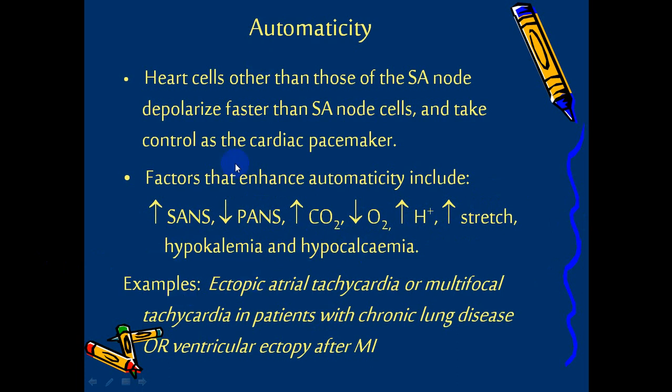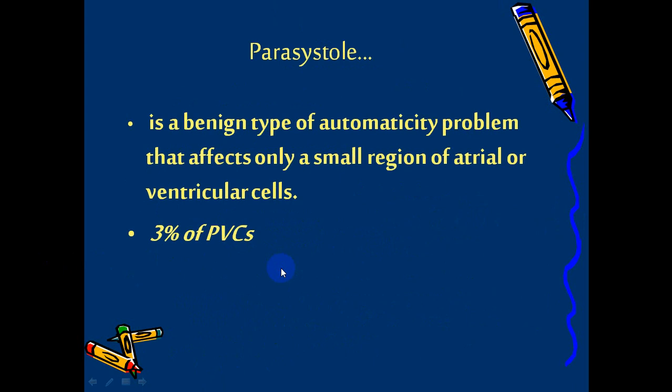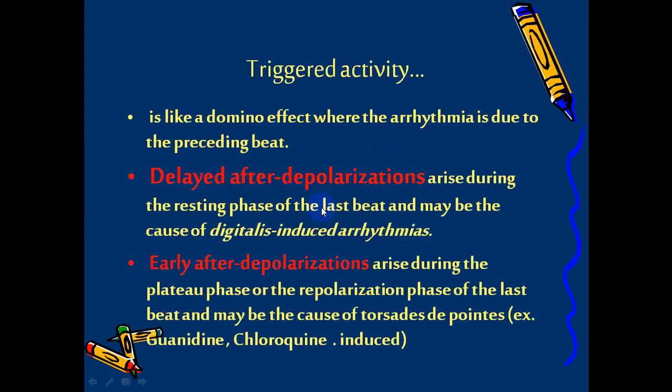Examples of ectopic automaticity are atrial tachycardia or multifocal atrial tachycardia in patients with chronic lung disease, or ventricular ectopy after myocardial infarction. While parasystole is a benign type and rare, in less than 3% of premature ventricular contractions, it is really a localized problem, a small local region of atrial or ventricular cell depolarizations.